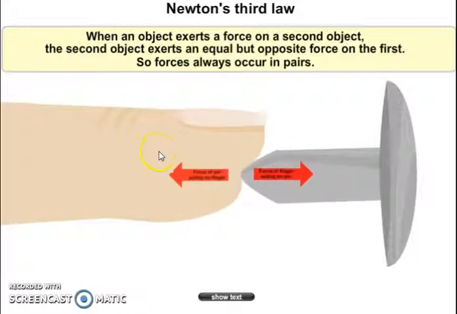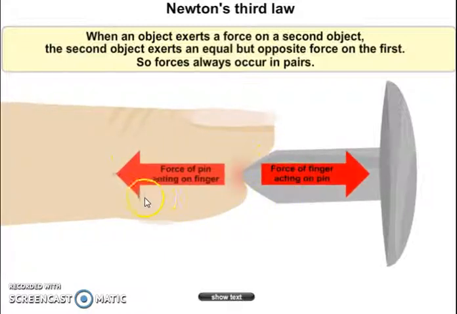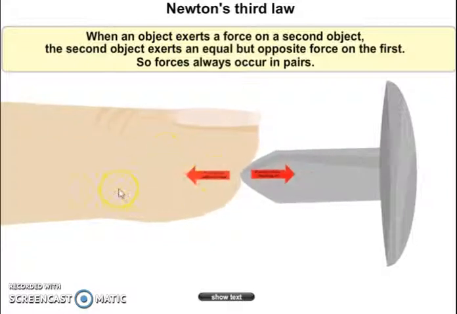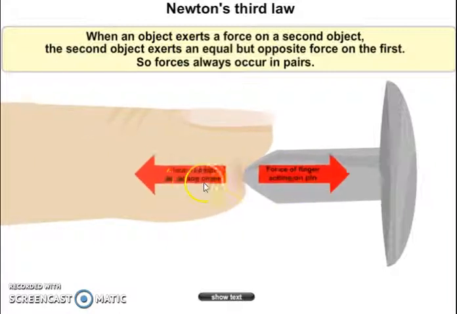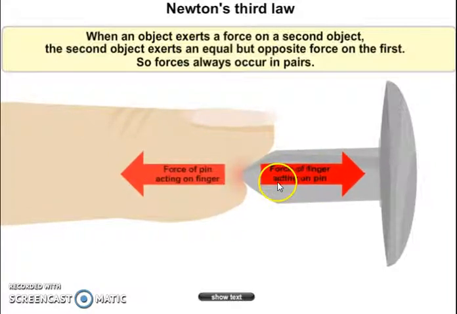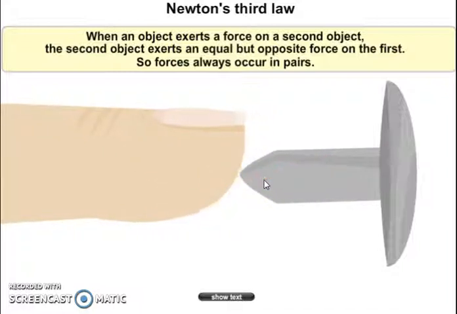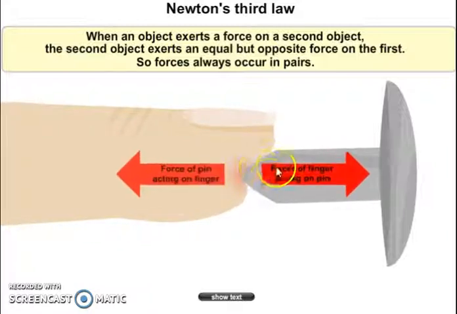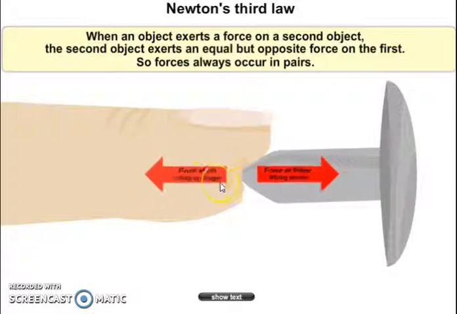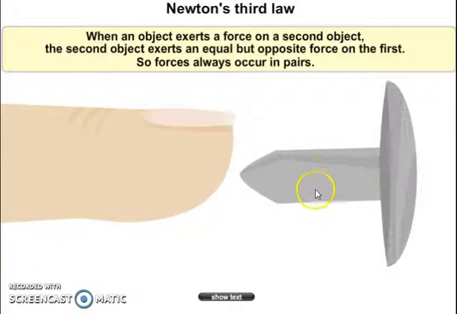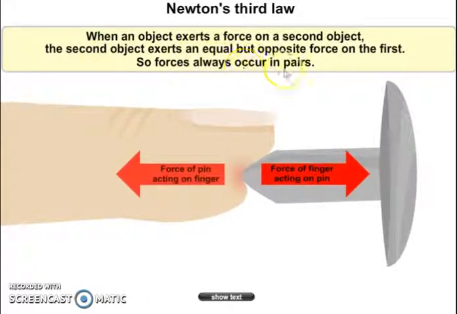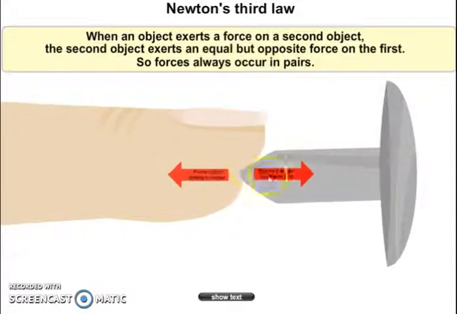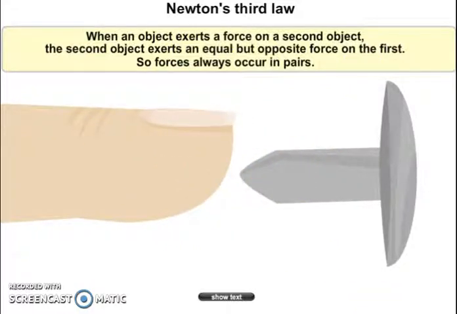Okay, you can see if I were to push my finger against a pin, there are two forces. There are two bodies here. What are the two bodies? The finger and the pin. And you can see that there are two forces here. What do you notice about both the forces? Yes, they are always the same size and they are acting on different bodies. So you can see equal forces and they are opposite to each other. One force is acting on the finger, the other one is acting on the pin. And so, as you can see, the second object exerts an equal and opposite force on the first. So these two forces will always occur in pairs.